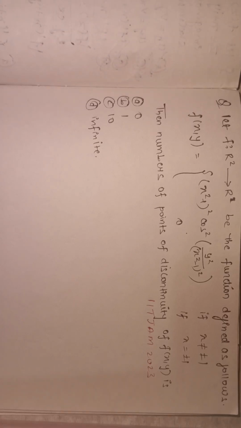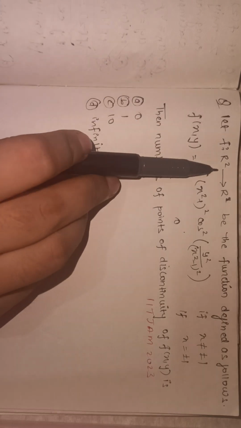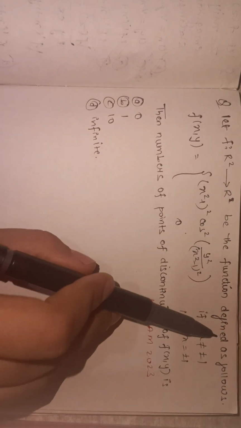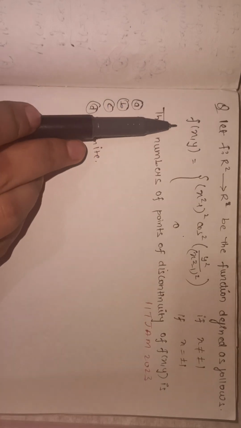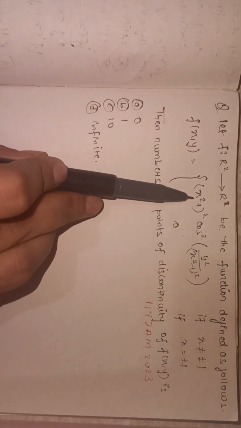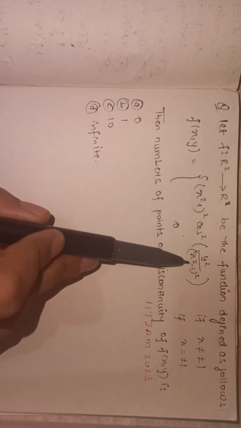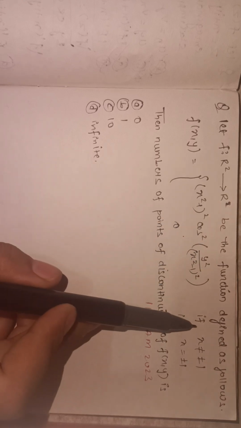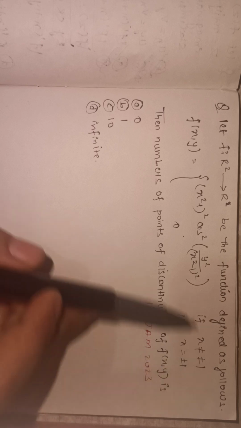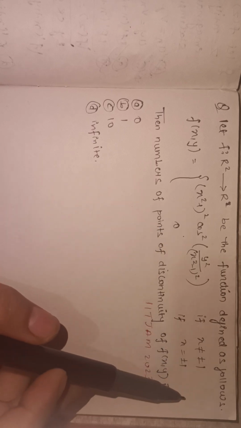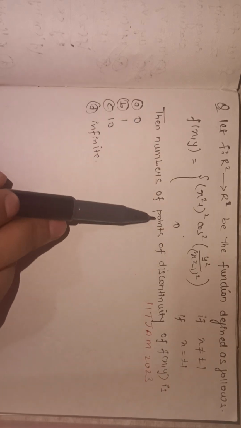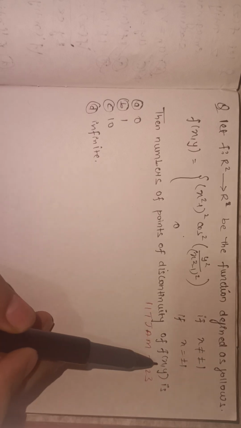In this video lecture, I am going to discuss the next PYQ of real analysis asked in IIT JAM 2023. So our question is: if f from R2 to R is the function defined as follows: f of (x, y) equals ((x square minus 1) whole to the power 2) cos square (y square upon (x square minus 1) whole square) if x is not equal to plus minus 1, and 0 if x equals plus minus 1. Then the number of points of discontinuity of f(x, y) is.